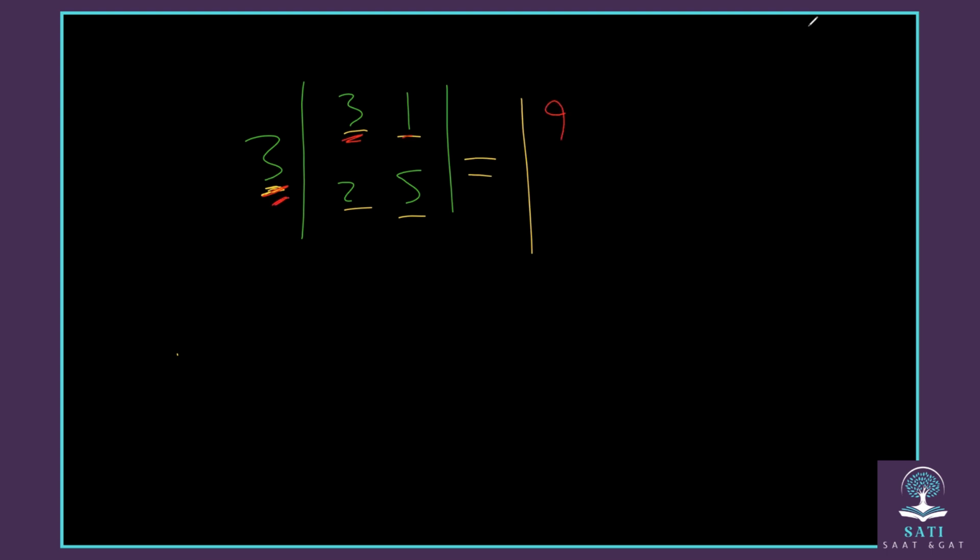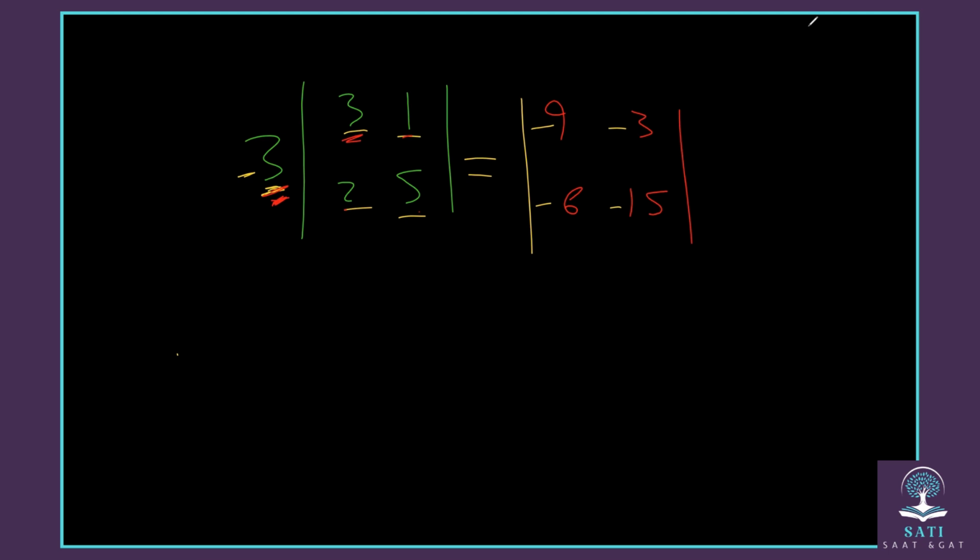Then 3 times 1 is 3. I put it here. Then 3 times 2 is 6. So I put it here. Then 3 times 5 is 15. I put it here. So this is the answer. Okay, what about if this one was minus 3? Same thing, you're just going to multiply by a negative. So these ones will all be negatives.